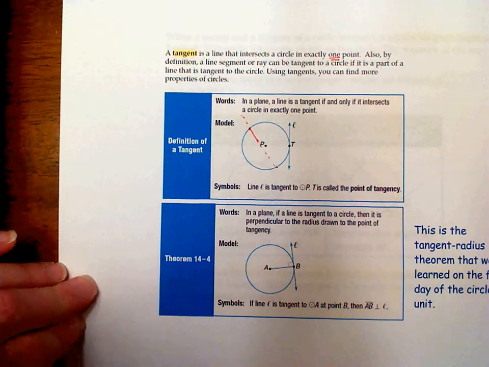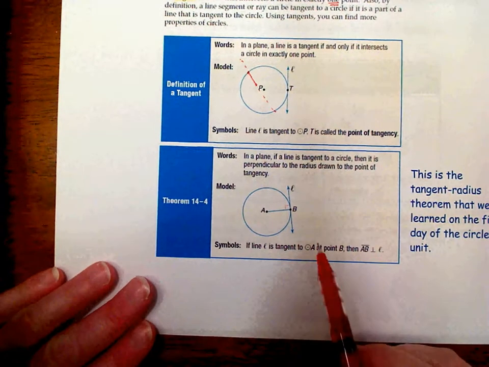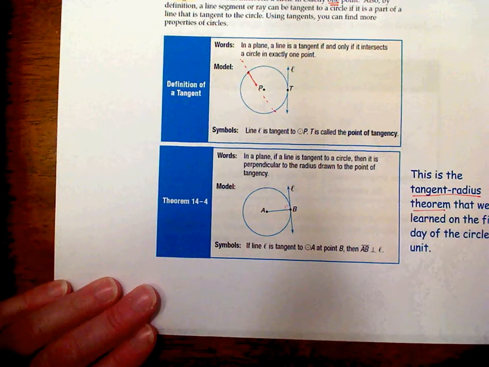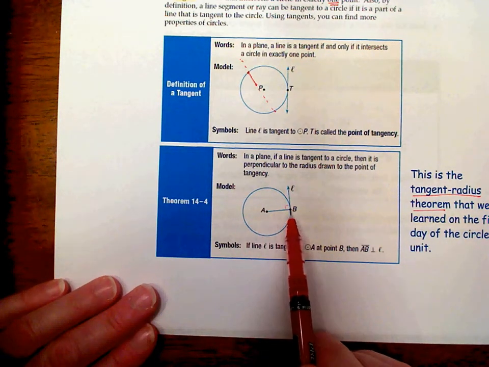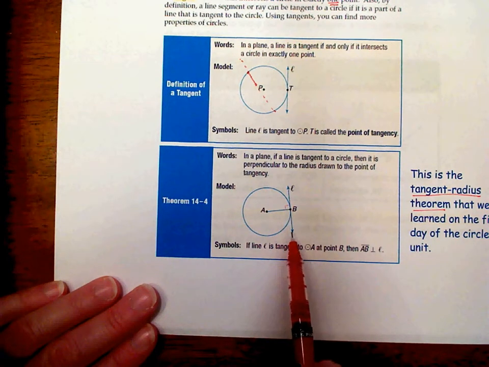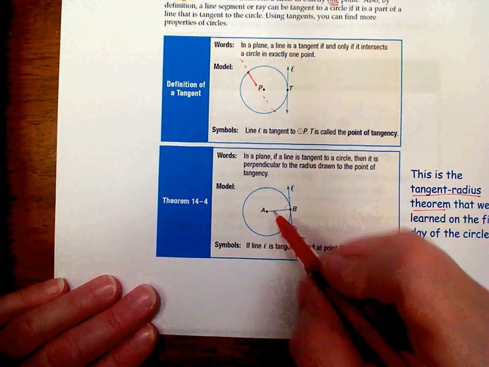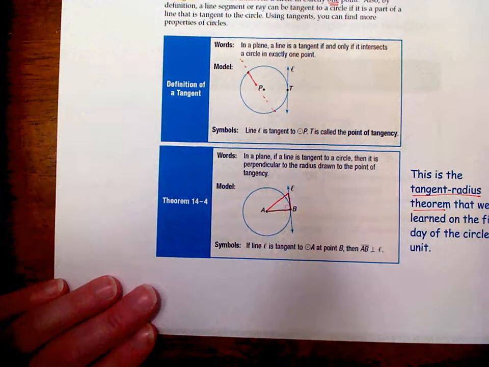So this is a relationship that we learned on Monday. This is the tangent radius theorem that you learned on Monday, that says if you draw a radius to the point of tangency, it's always going to be perpendicular to that tangent line. So you always have a 90-degree relationship there. So you were able to solve a lot of problems using right triangles as a result of a radius drawn to a point of tangency.